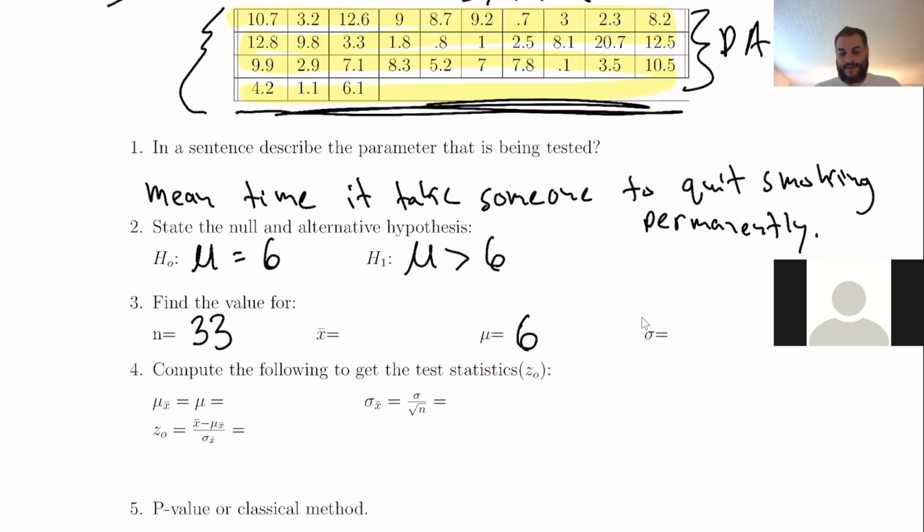And lastly, we have sigma, where sigma is 1.5. All right. So just remember, anytime you have sigma, that means we're going to be using the Z distribution.